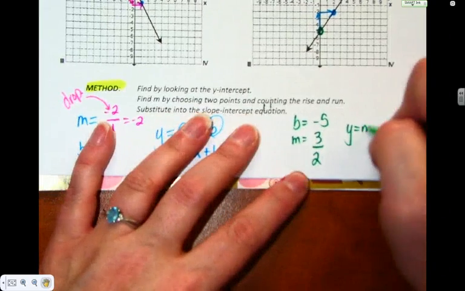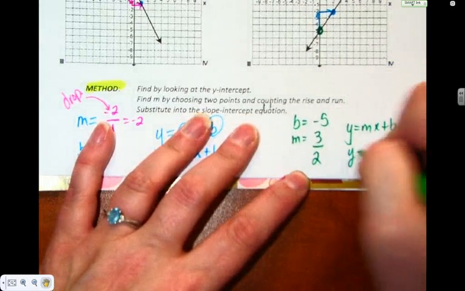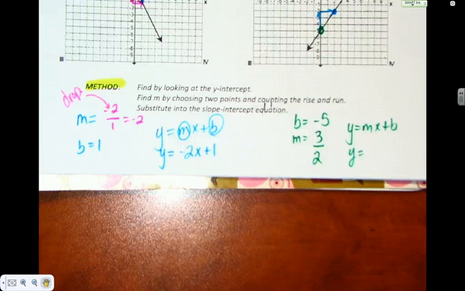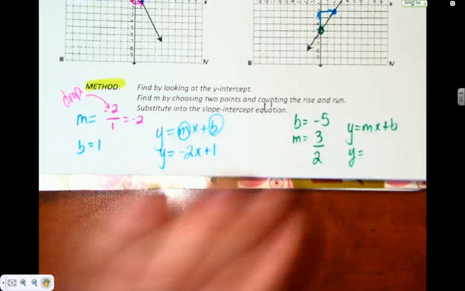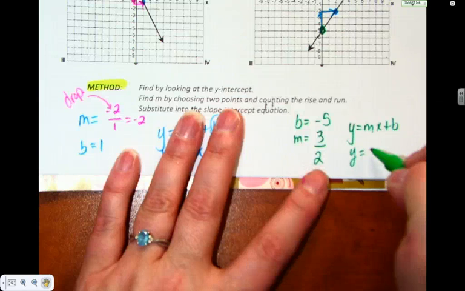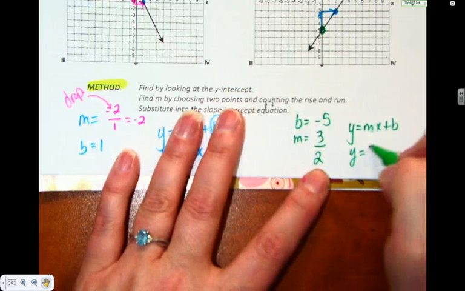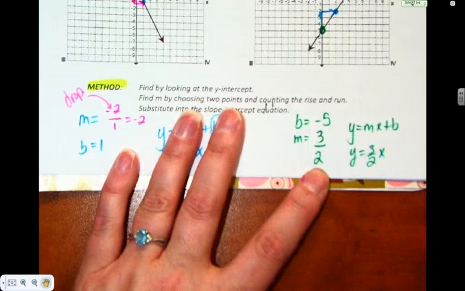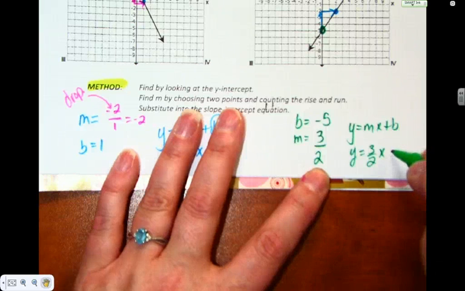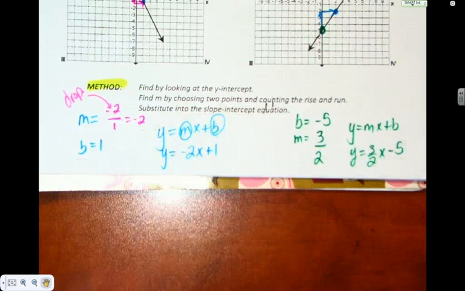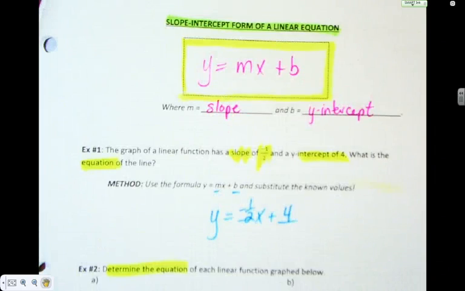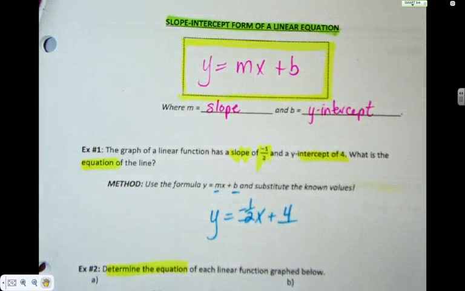Y equals mx plus b. We're going to say that 500 times before the end of this unit. Y equals, put in m, which is 3 over 2. Keep x. Put in b, which is -5. Grab your colored card. You want to write down slope-intercept form of a line. And I would write down the words as well as the equation, slope-intercept form.